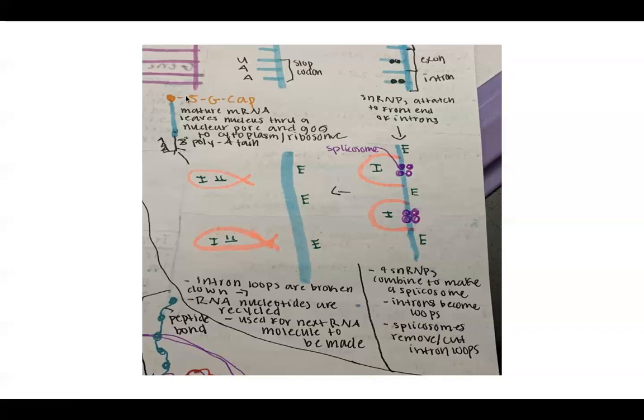And then moving up here, this is the end of transcription. We have the 3' poly-A tail, and above it is the mature RNA that leaves the nucleus through a nuclear pore and goes to the cytoplasm and ribosome, which is where we'll start with translation. So we have the 3' tail, and then we have the 5' G cap. The 5' G cap is added to the 5' end of the mRNA strand, which helps protect the mRNA in the cytoplasm, but also leads the strand to a ribosome, which is where they'll begin the next process.